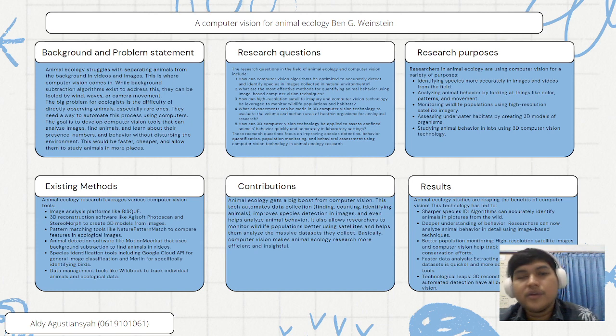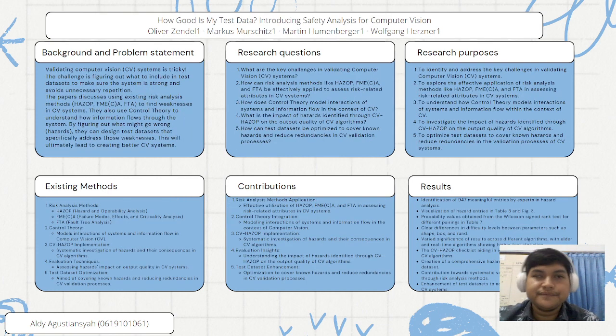So we're going to move on to the second journal, which is How Good Is My Test Data? Introducing Safety Analysis for Computer Vision, by Oliver Zendel, Marcus Murschitz, Martin Humenberger, Wolfgang Herzner. Sorry for the bad pronunciation. I can't read German.